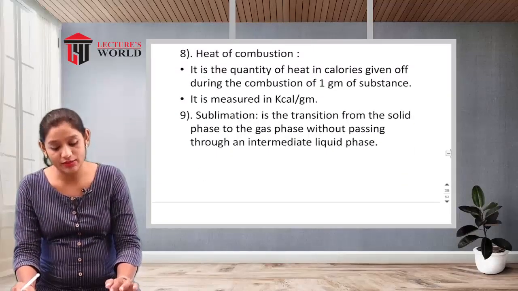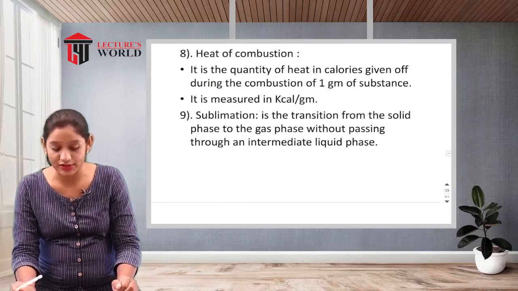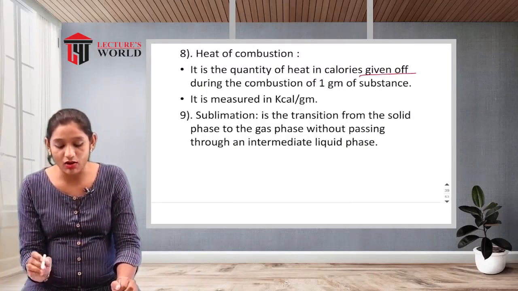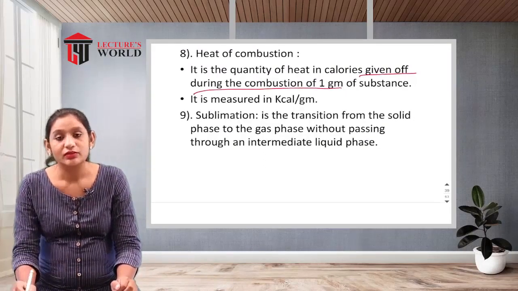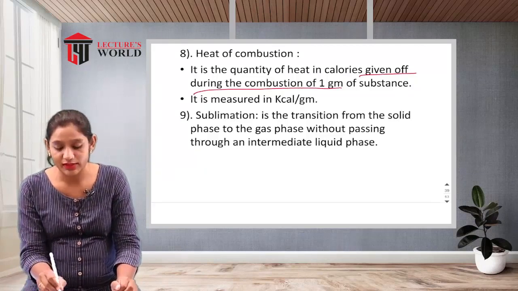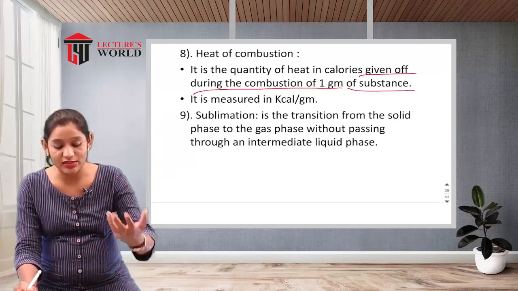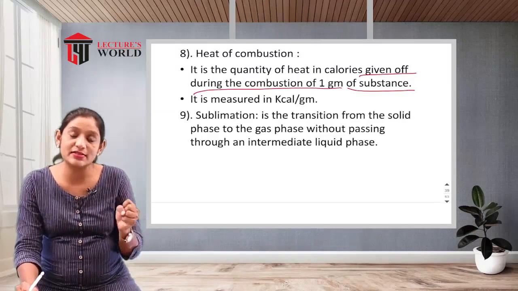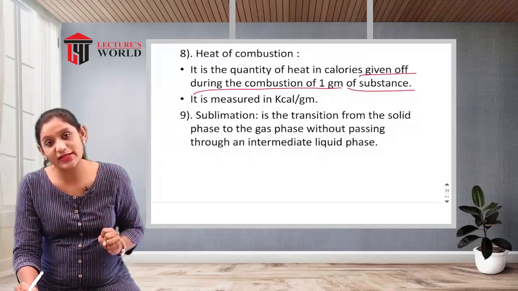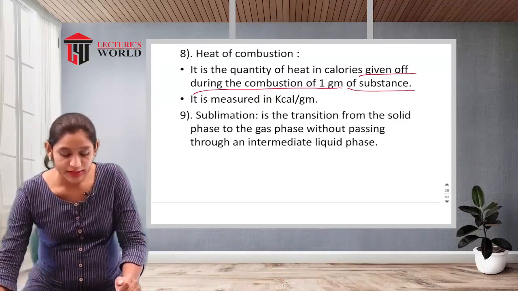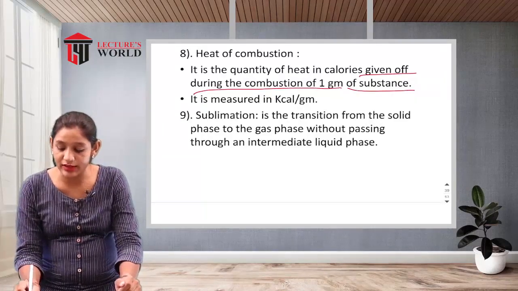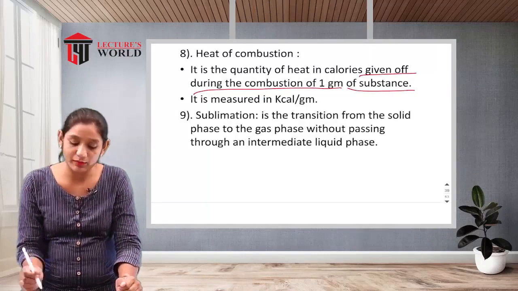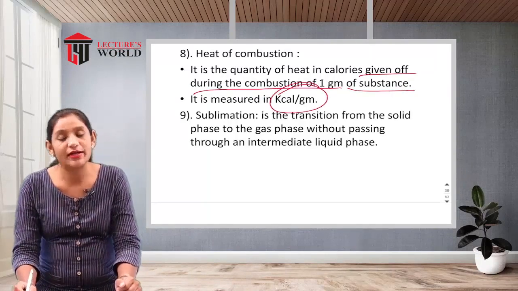Heat of combustion. What is called the heat of combustion? It is the quantity of heat in calories given off during the combustion of 1 gram of a substance. Combustion means it is completely utilized. It is measured in kilocalories per gram, which is the unit identified.